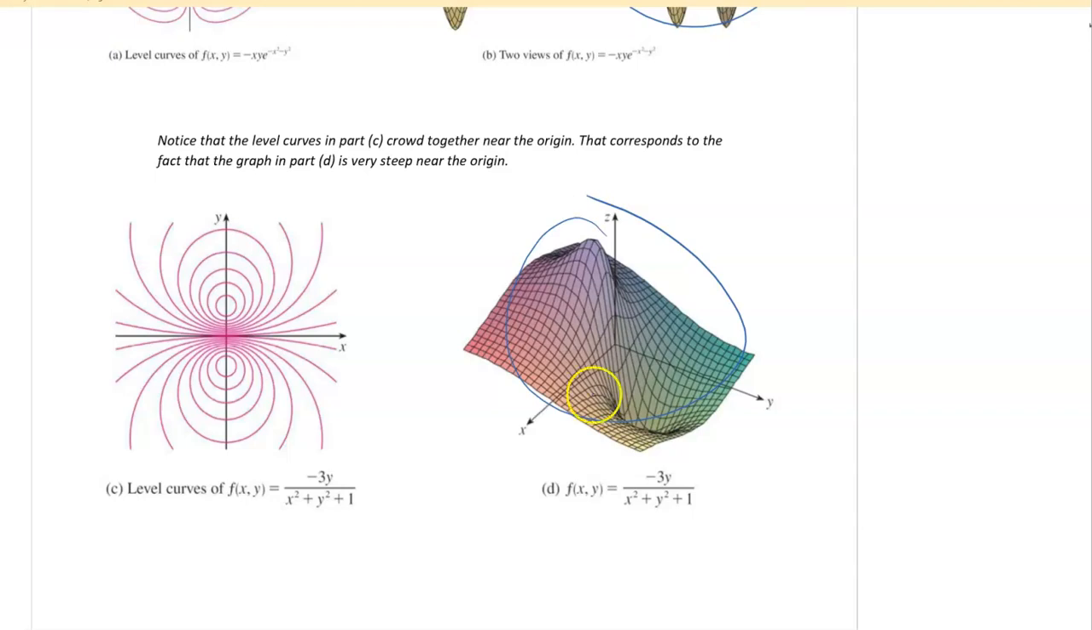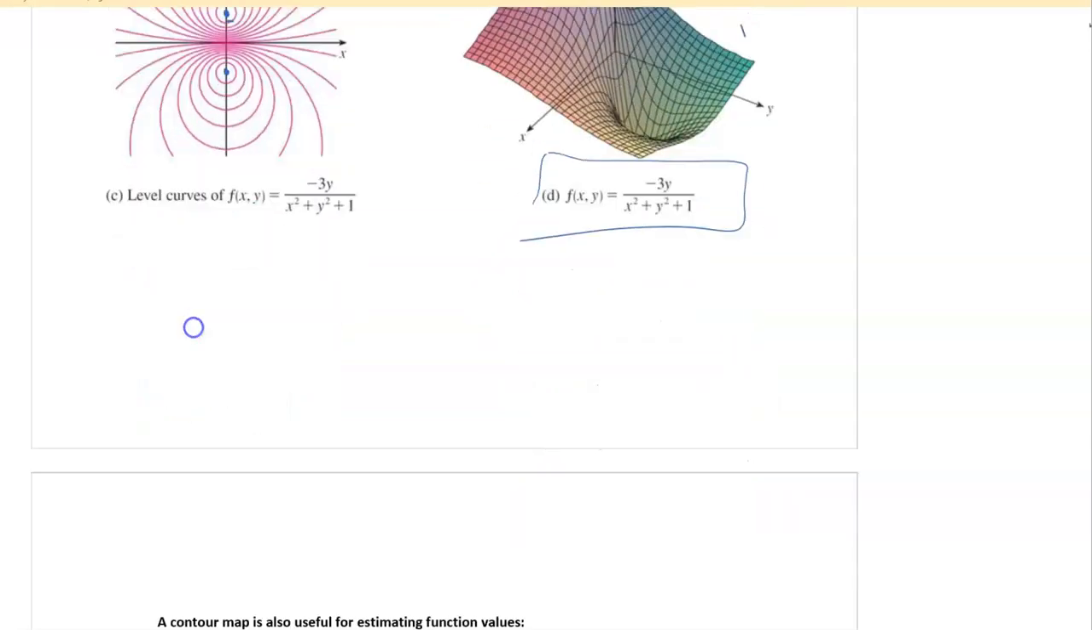So again, looking at this graph, it's kind of hard to tell what's going on sometimes, depending on your viewpoint. The level curves give us an idea that we have some kind of symmetry. We have a steep spot right there. I kind of see some circles around a point that might not be drawn, and that makes me think I might have maxes or mins. And yeah, that is the function z equals negative 3y over x squared plus y squared plus 1.